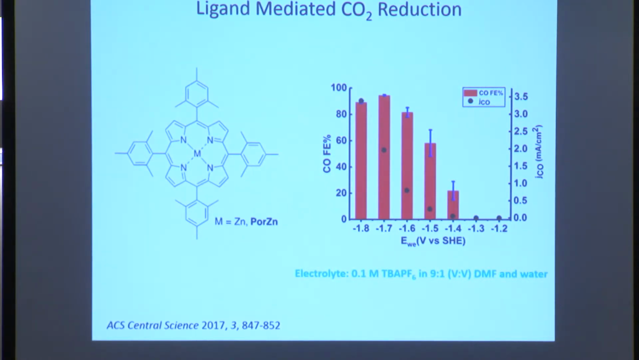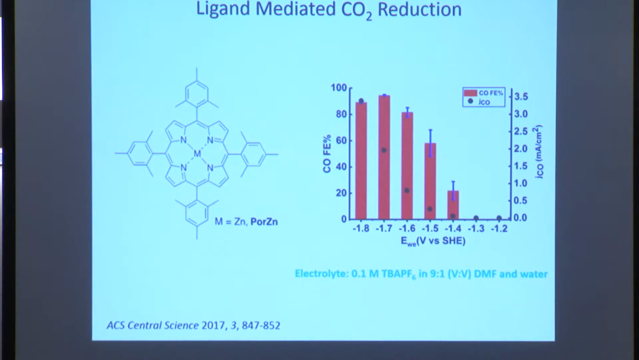And even in this case, where you have a restructuring, it is the metal center that gets reduced and then does the chemistry. And this is the case for almost all the metal complexes, where the metal ion gets reduced first, then does the CO2 reduction chemistry. Right? Then we actually found something that is different, with this zinc porphyrin structure.